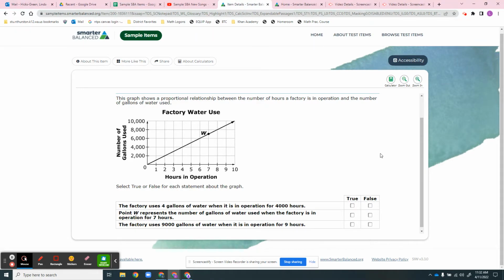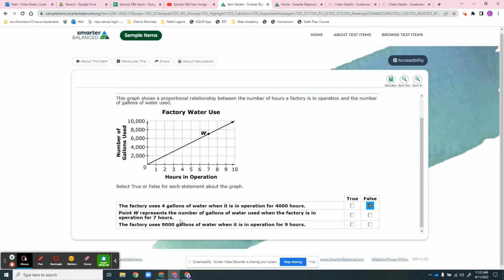Okay, and we're back. 4 gallons of water when it is in operation for 4,000 hours. I made an error on this one when I first did this. I was like, 4 gallons of water, but wait a second, it's actually hours of operation. So it's reversed. You don't really have 4 gallons of water, and 4,000 hours, we only go to 10. For this one, it is false. And I love how they put this in there. I was just cruising along because the 4 and 4 totally made sense, but make sure you're really paying attention to those labels.